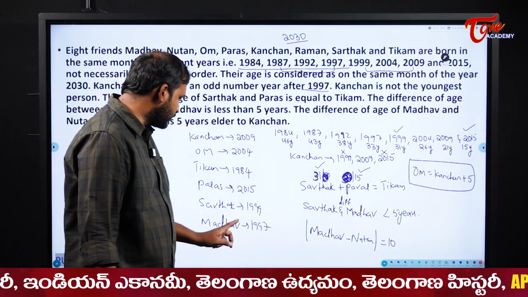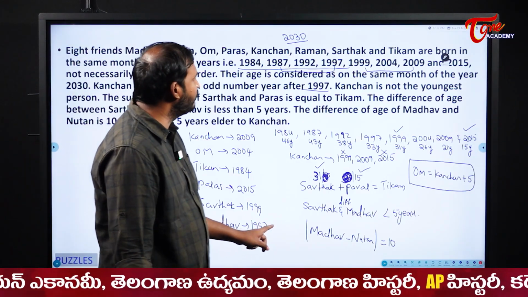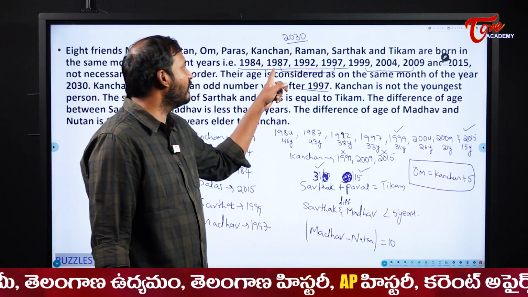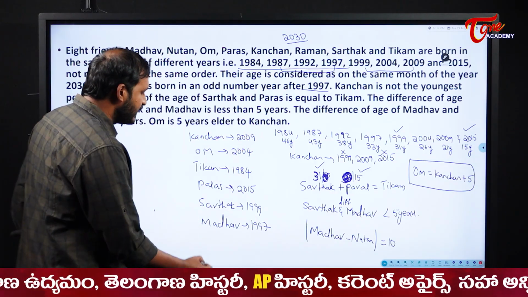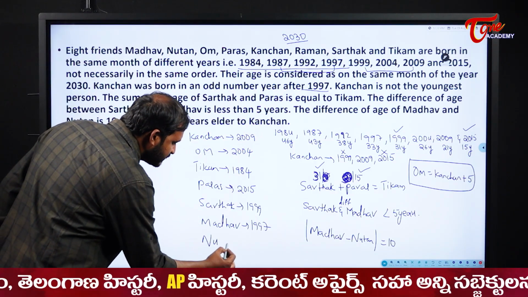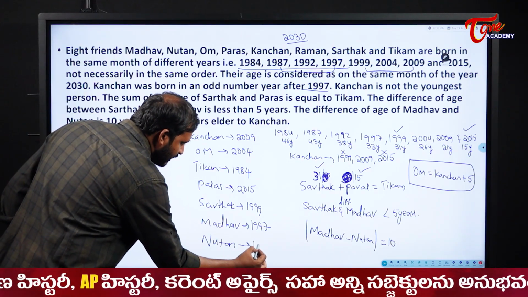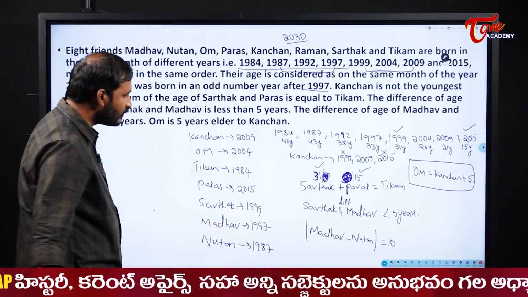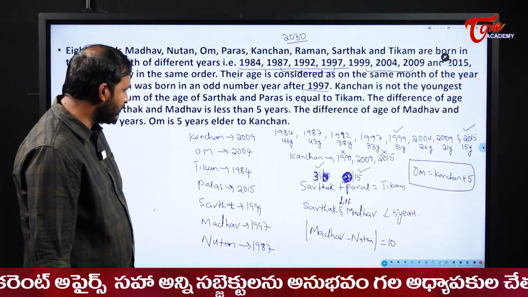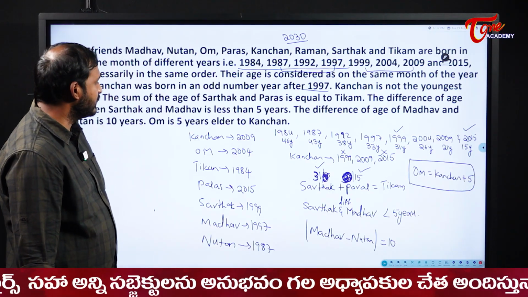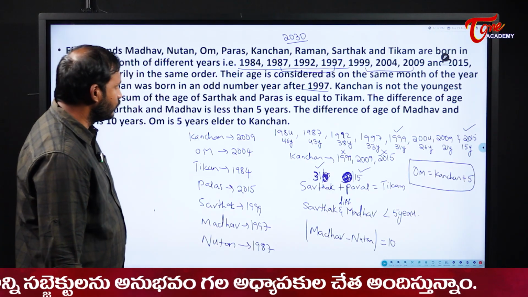1997. Okay, so Madhav is 1997, which means obviously Nutan will be what? The only chance left for us is 1987. Why? Because their difference is 10 years. So 1987. Overall 7 people, we are done with 7 people. The only year left for us is what? 1992.